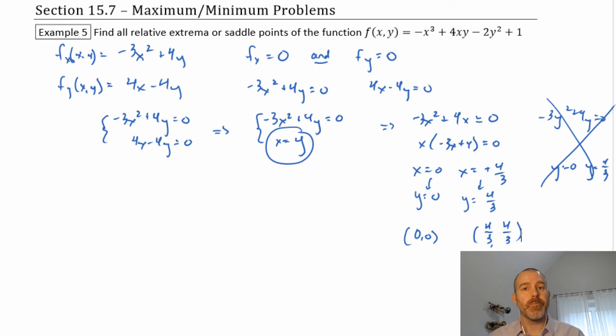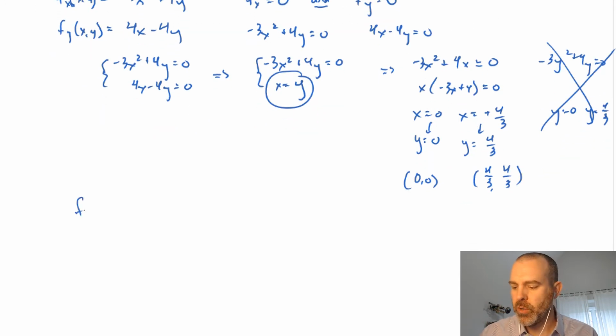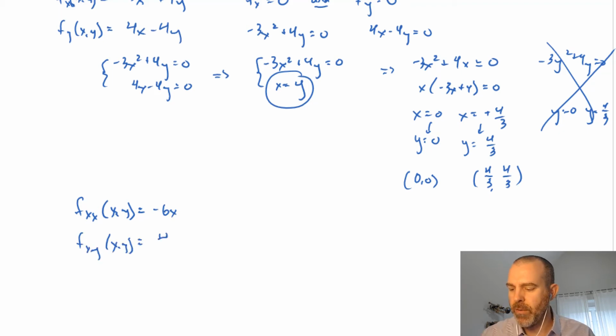All right, now we're going to do the second partials test to determine whether they are relative max, relative min, or saddle points. We need some second partial derivatives, so let's find all three of those. The second partial of f with respect to x will be negative 6x. The mixed partial, if we take the derivative of that with respect to y, will be 4. And the second partial derivative of f with respect to y will be negative 4.